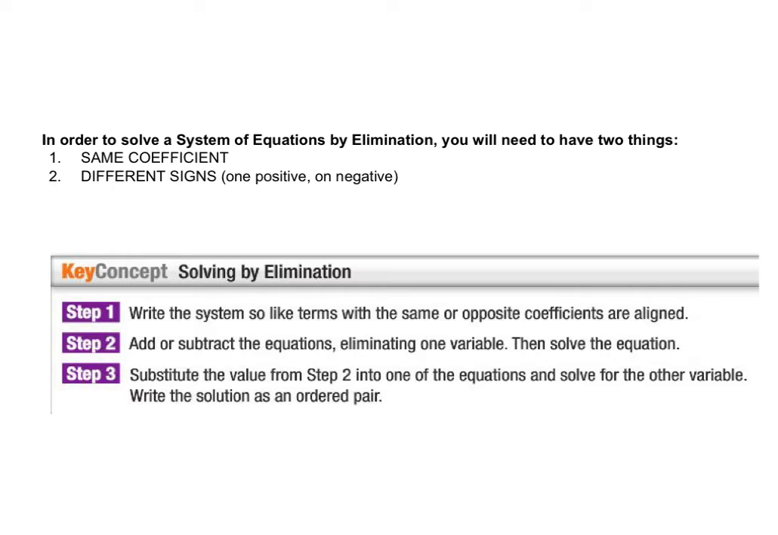So in order to solve a system of equations by elimination, we need to have two things. We need to have the same coefficient. A coefficient is just the number in front of a variable. So if I have 5x, the coefficient would be 5. And then we also need to have two different signs. So in front of the coefficient, one must be positive and one must be negative. So let's see what this looks like.